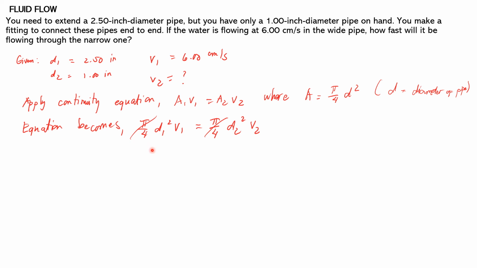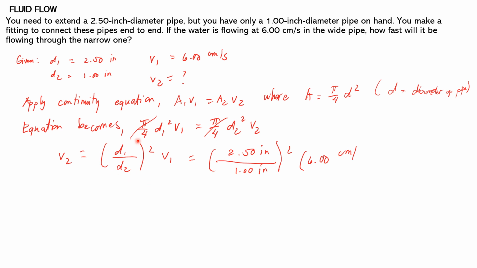Okay, so cancel the pi over 4 because they are on both sides of the equation. So we can find the velocity 2, or the velocity of the smaller pipe, to be d1 over d2 squared times the velocity 1. Substituting the values, we have 2.5 inch over 1 inch, squared, times the 6 centimeter per second. And we can have the velocity of the narrow pipe to be 37.5 centimeter per second.